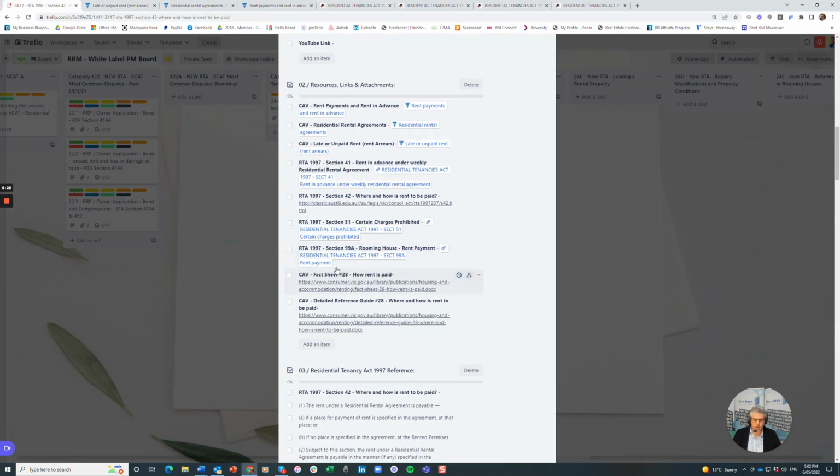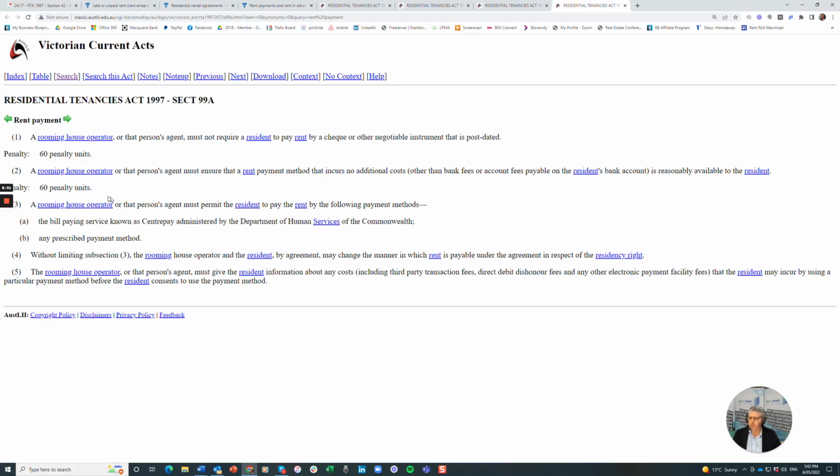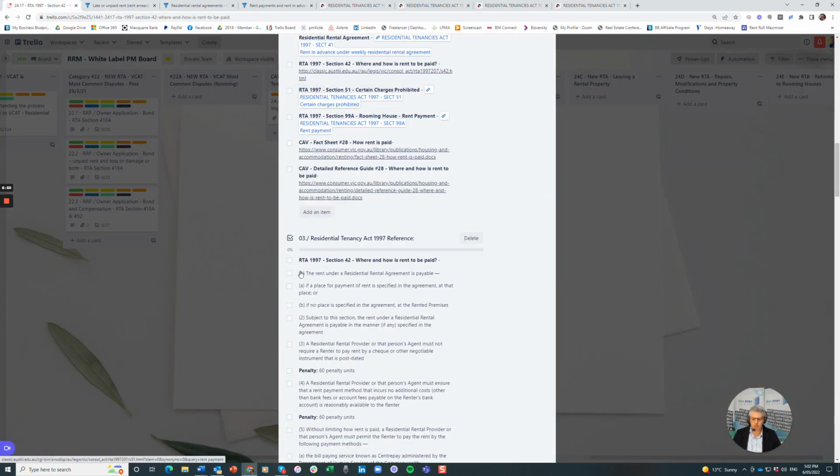And then we've got the rooming house section there, section 99A. Exactly the same thing with regards to the rental payment. And what we've also got here, a rooming house operator or that person's agent must not require a resident to pay a cheque that's post-dated. So you can't be doing that. Very few people will actually pay cheques anymore. But now let's just go through and have a look at the sections.